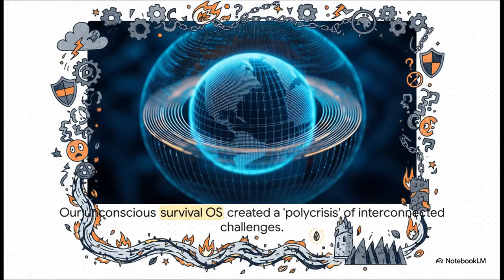And what's the result of running on that old extractive OS? Well, experts have a name for it, a polycrisis. It's this cascade effect where climate change fuels economic instability, which then fuels social unrest. It's kind of ironic, isn't it? Our short-term, fear-based survival code is creating the very planetary instability we're so afraid of.